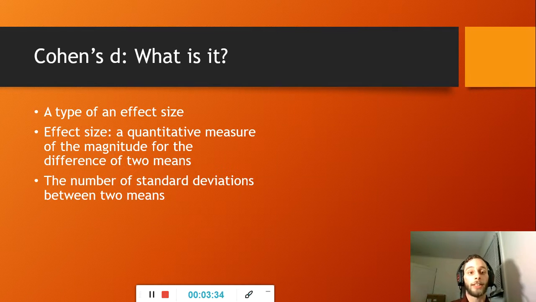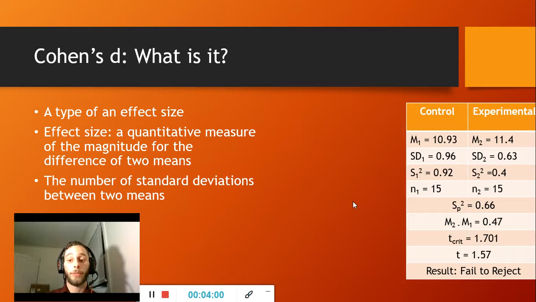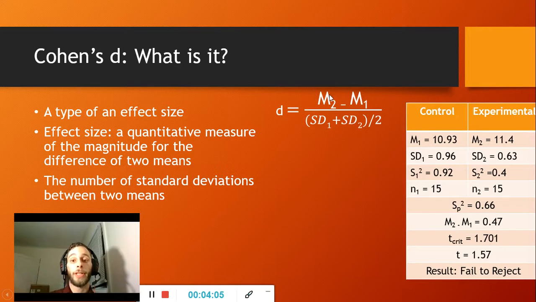Cohen's D is a measure of effect size, a quantitative measure of the magnitude of the difference of two means. What we're doing is standardizing the difference between two means, the control group and the experimental group, in units of a pooled standard deviation. From here, we use the same data that we used before, 15 and 15 in each group. We do a calculation for Cohen's D, the difference between the means divided by the pooled standard deviation, and we end up getting an effect size of 0.71.